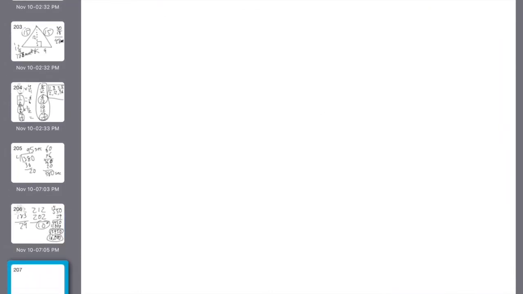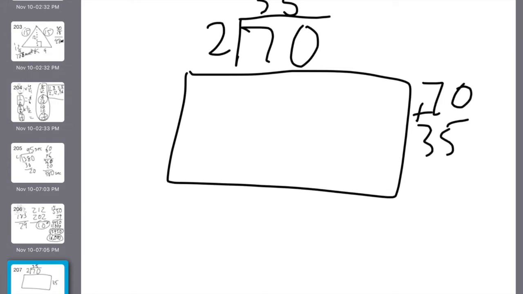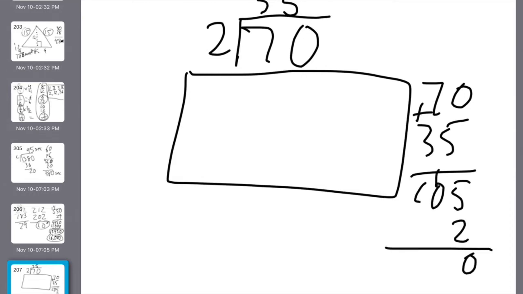Number 5 says the length of the rectangle to the right is twice its width. What is the perimeter? So the length is twice this. So what number times 2 equals 70? So if I'm going backwards, I divide. That goes in there 35 times. So that tells you this is 35. Now I take 70 plus 35. Gives me 105 times 2. Gives me 210. We're working with millimeters, so the perimeter is 210 millimeters.